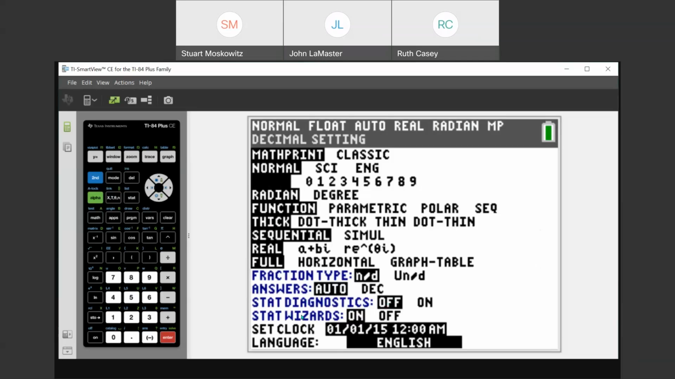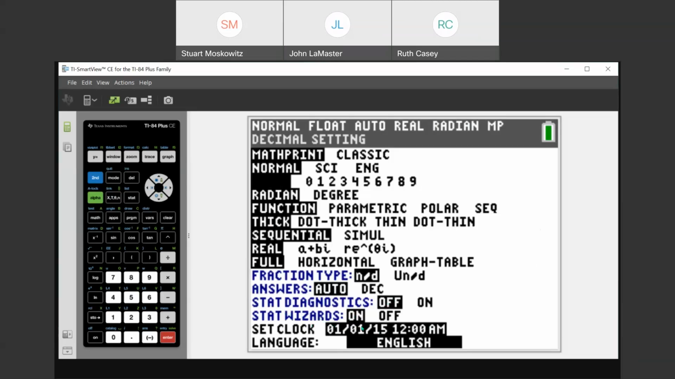And the wizards allow me to do statistical analyses sort of like MathPrint. Without the wizards, I would be doing it text-based on the home screen, and it's a little bit more cumbersome. So I like having the wizards turned on.